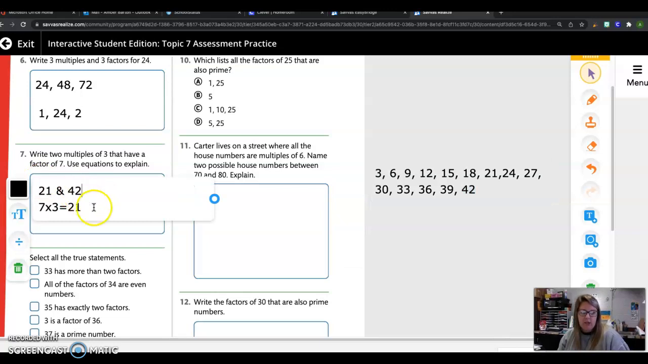So 42, what is the factor pair for 42? That would include 7. 7 times what is 42? 6. 7 times 6 is 42. Yep, 7 times 6 equals 42. You are exactly correct.